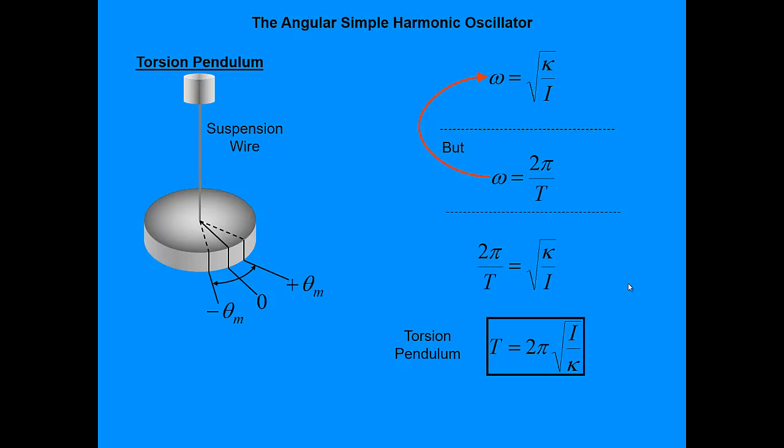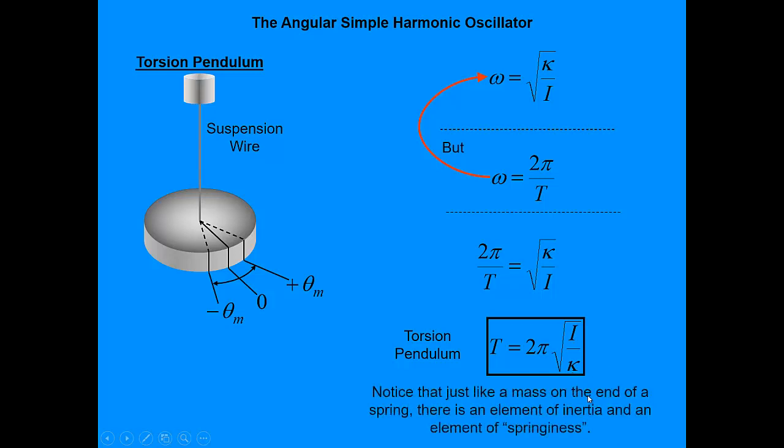Note again, complete analogy with the mass on the end of a spring, but rotating. It's an angular simple harmonic oscillator instead of moving linearly. You still get that 2 pi square root kind of format, and you get I over kappa instead of m over k, like it was for the spring constant. So really, it's the same equation basically, but converted into rotational quantities. Just like with the mass on the end of a spring, there's an element of inertia, obviously in the I, and there's an element of springiness or twistiness in kappa.